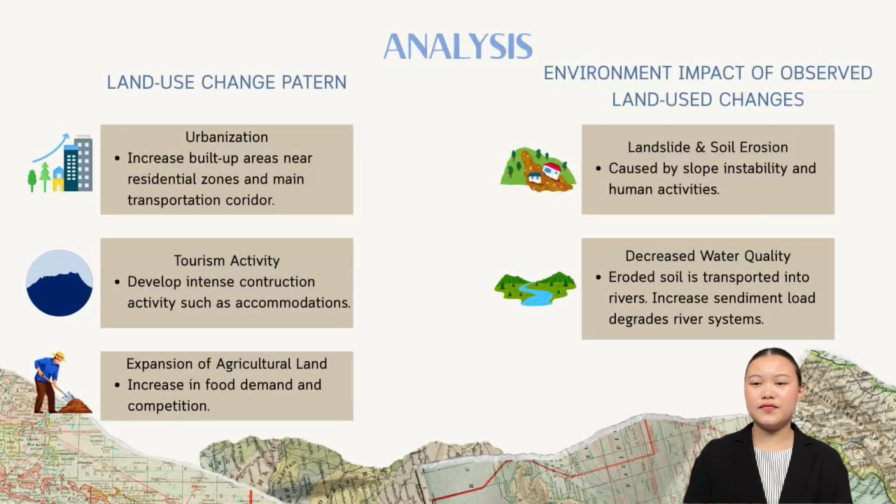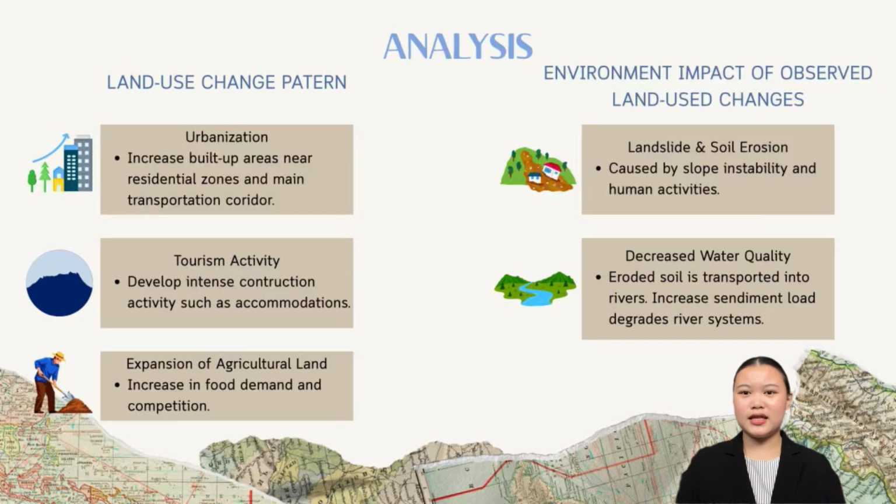Additionally, the analysis of the case study consists of land use change patterns, environmental impact of observed land use change, and implications for EIA compliance. As for land use change patterns, there are three factors. Firstly is urbanization. There has been an increase in built-up areas, especially near existing residential zones and major transportation corridors. This reflects the growing demand for housing, services, and infrastructure as accessibility in Ranau improves.